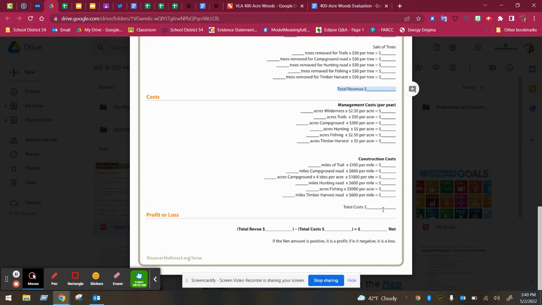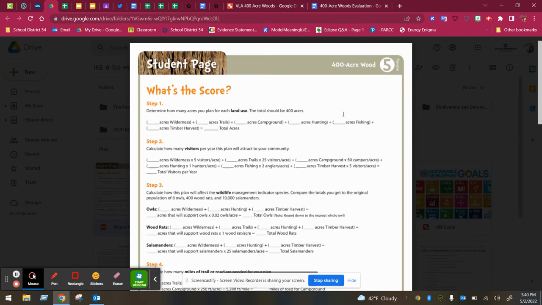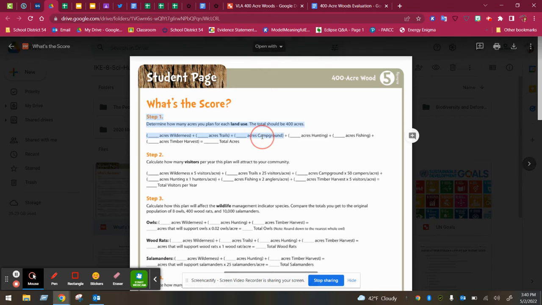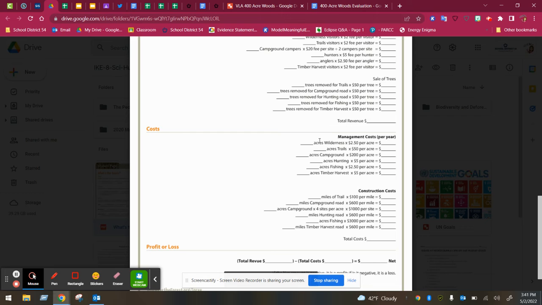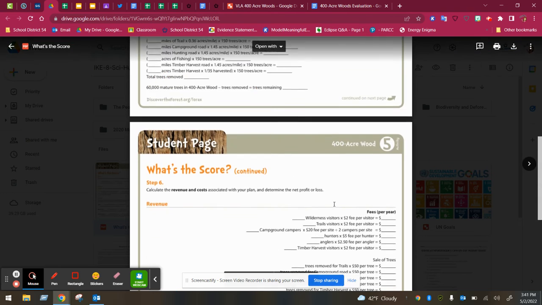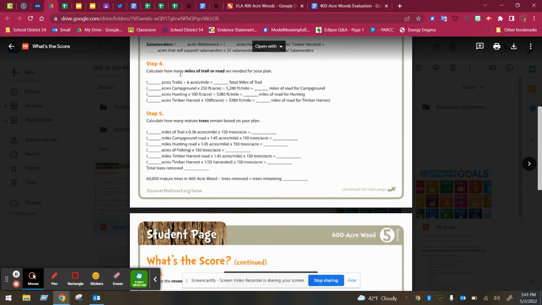Okay, so there's management costs and construction costs. So again, your acreage, you're just coming up here to step 1. How many acres did you have of each thing? Okay, so I had 188 acres of wilderness times $2.50 per acre. I had 42 acres of trails times $50 per acre. I had 96 acres of campground times $200, and so on and so on. Okay. Construction costs, you're going to come back up here to steps 4 and 5 to figure out.